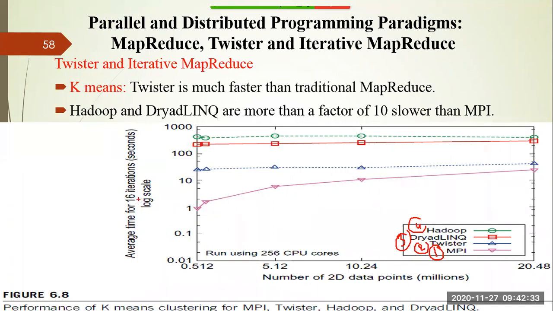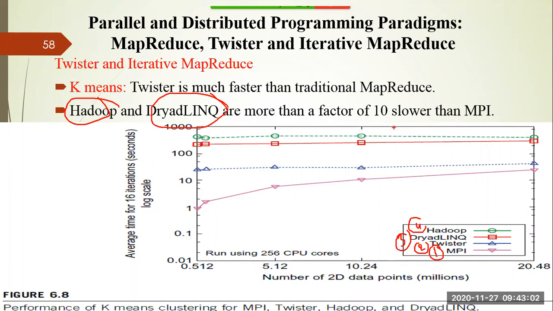Now, if you compare Twister with the two things, that is Hadoop and Dryad LINQ, you can see these two frameworks are more than a factor of 10 slower than MPI. That's why people use MPI in parallel programming. I told you in the very beginning, in order to solve matrix multiplication, people are using MPI, because MPI is faster in terms of communication.